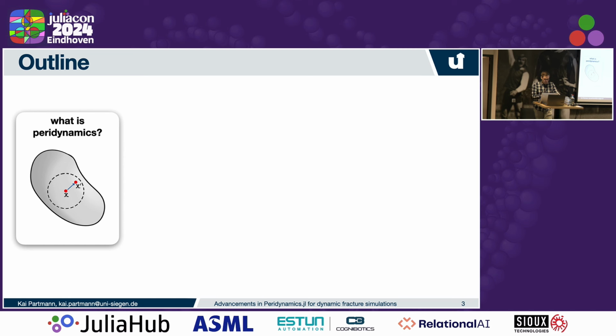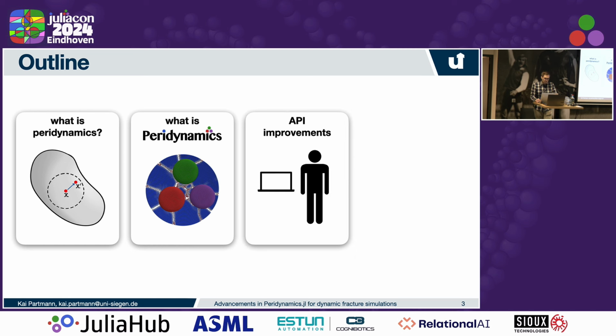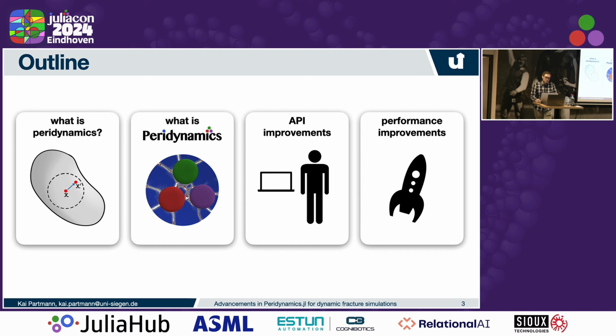So what is my talk about? I want to start with a short introduction: what is Peridynamics, introducing you to the main equations. Then I want to go on with what our Peridynamics package is and introduce that a little bit if you don't know it currently. Then I want to focus on the API improvements, so basically the public user interface, and then also on recent performance improvements we've made, so basically the internal side of the package.